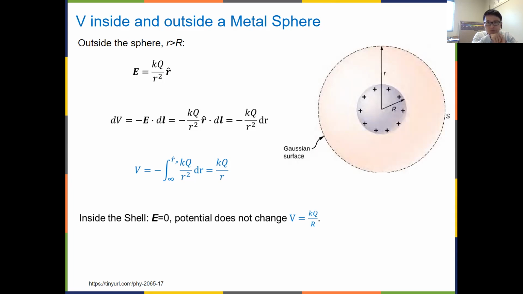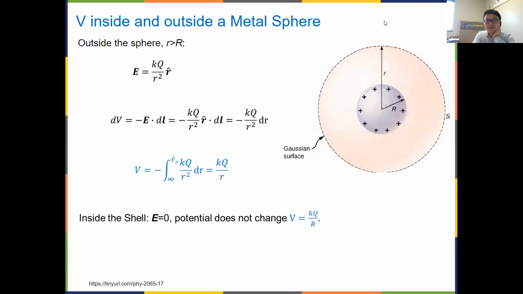Inside the shell, if this is a metal sphere, it's conducting, so the charge will be just on the surface. Inside the conductor, we know the electric field is equal to 0, because that's one of the properties of conductors, so there will be no change of the electric potential. So inside will be the same as just on the surface. On the surface it will be kQ over capital R, because that's the distance from the center of the sphere. So then it's going to be constant.